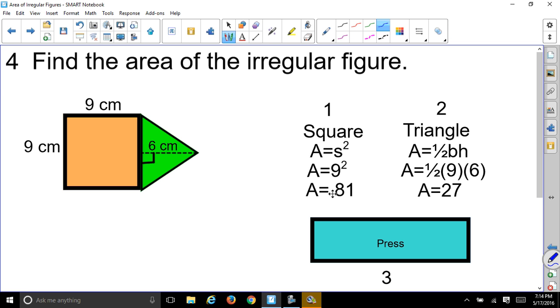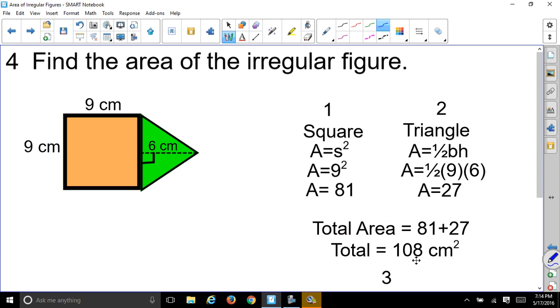So now that we got our two areas of both of these shapes, we can now add them together. So 81 plus 27 will give us 108 square centimeters. And that is the area of this irregular figure. So it looks like a house on its side. So we just found our first irregular figure area.